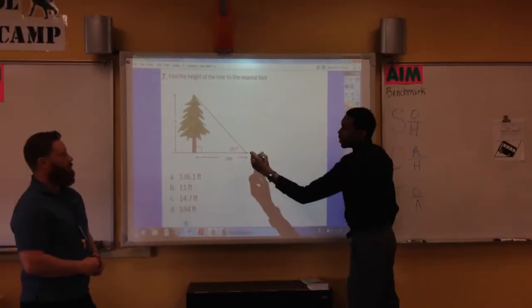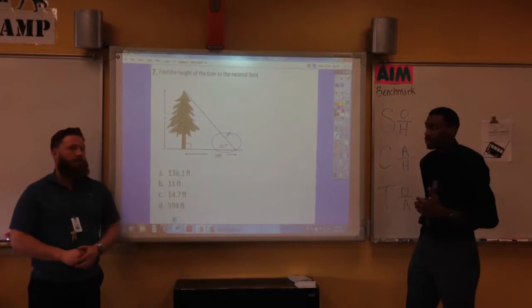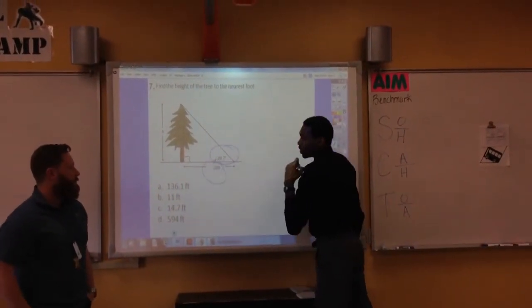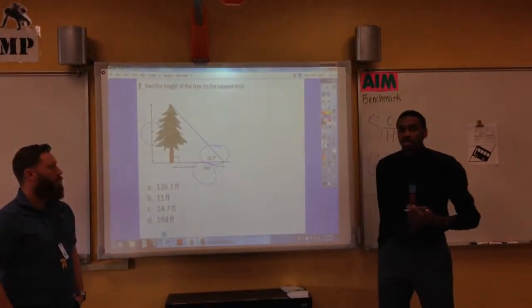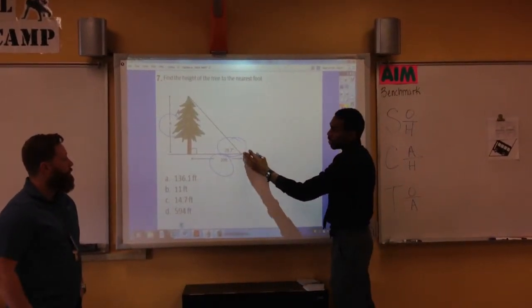So the first thing I'm going to do, I'm going to go ahead and circle my angle. I'm given the angle 29.7 degrees. That's going to be my theta. I'm also given 20 feet, and I'm given h. That's what I'm looking for. So now to determine what all my pieces are. So this is my angle theta, 20.